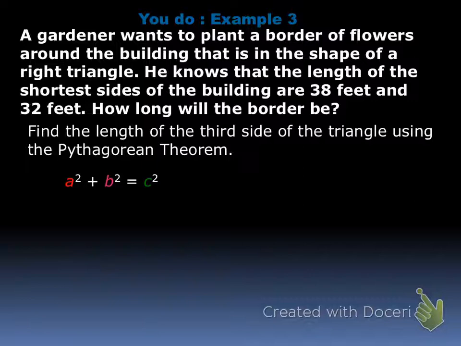Again, we're looking for perimeter. So start off with drawing your right triangle. And it says that the shortest sides are 38 and 32 feet. Remember, the longest side is always opposite the right angle. So 38 and 32 are going to be the other sides of the triangle. So remember, this opposite side is always the longest side, which is going to be your C. Now finish the problem on your own. Pause the video.